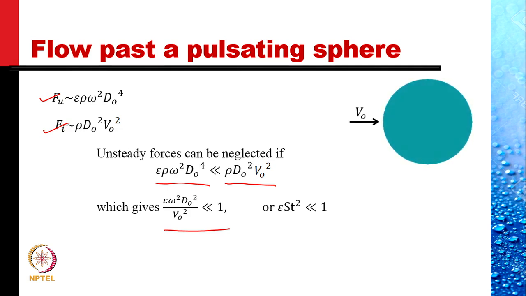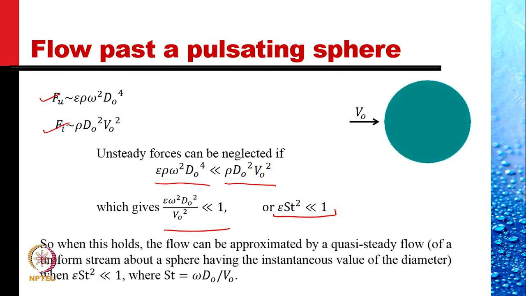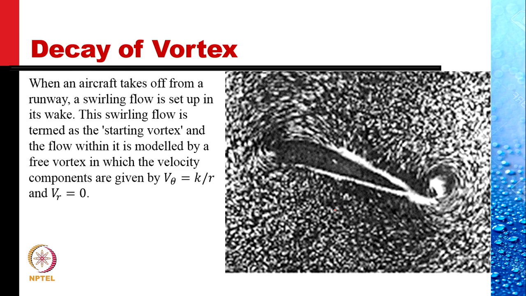That is, the unsteady forces can be neglected if epsilon times the Strouhal number squared is much less than 1, where the Strouhal number is omega d naught divided by V naught. If this condition is obtained, then the flow can be taken as a quasi-steady flow about a sphere having the instantaneous value of the diameter. Another example, the decay of a vortex.